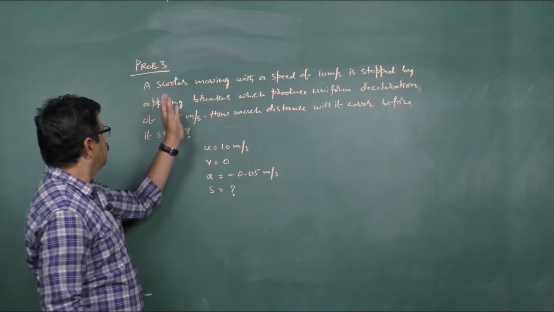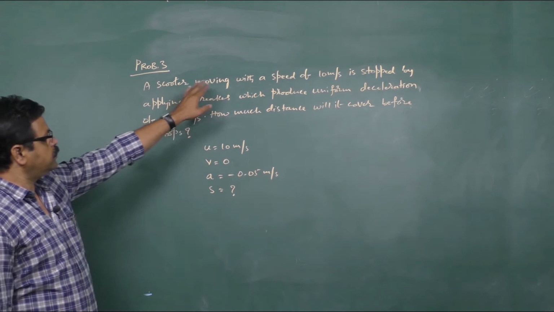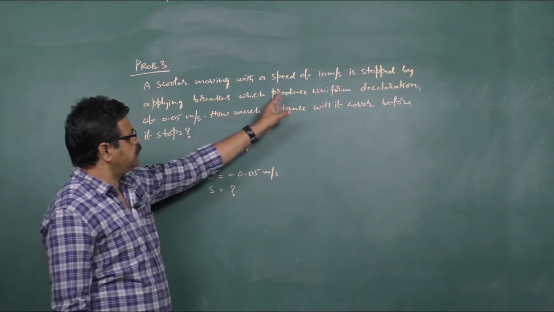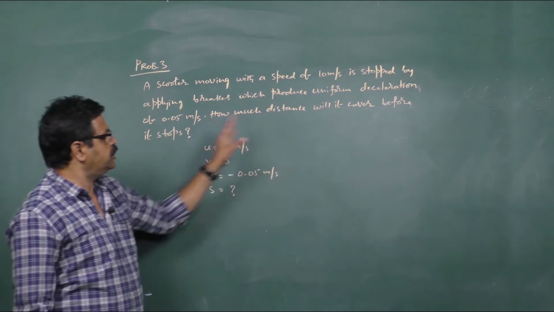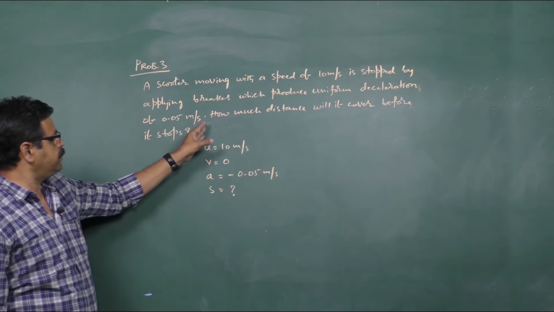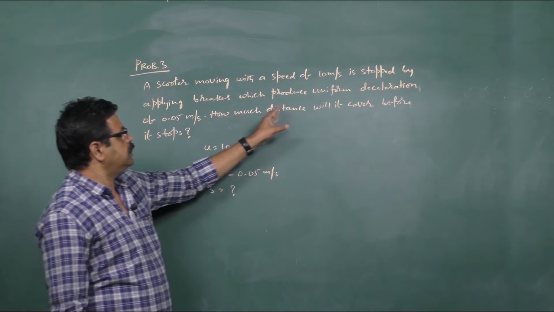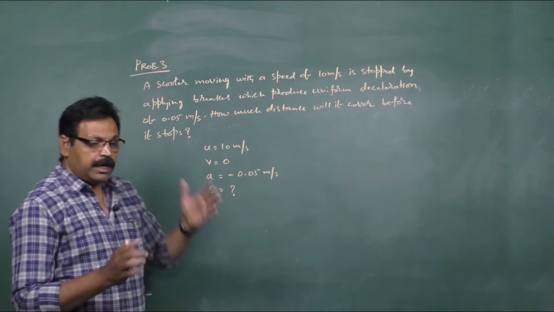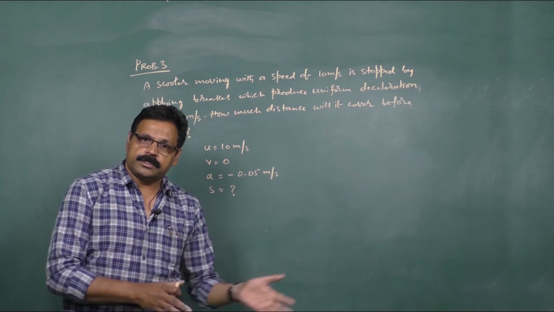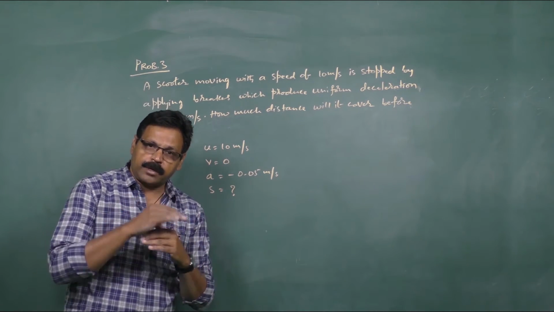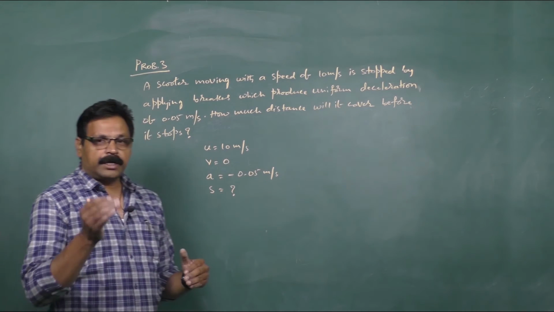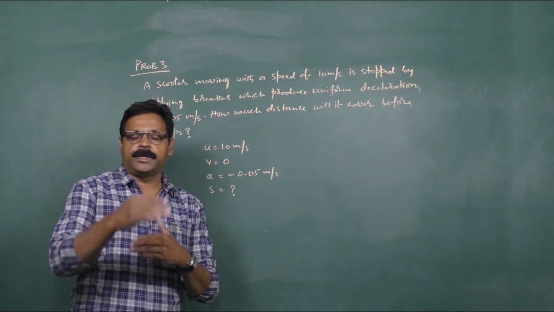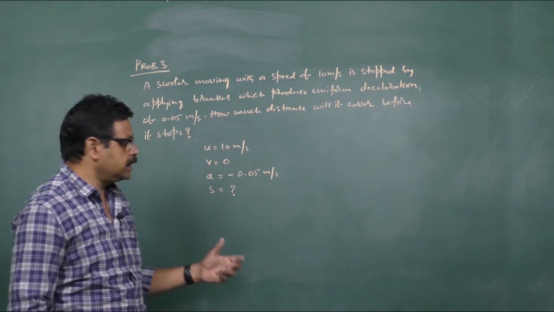Now we are going to look at one problem. A scooter moving with a speed of 10 meter per second is stopped by applying brakes which produce uniform deceleration of 0.05 meter per second squared. How much distance will it cover before it stops? Meaning that whenever the brakes are applied, obviously deceleration is produced. So it is moving with some initial velocity and finally it is stopped. So how much distance will it travel after the application of brakes? That is what we are to calculate.